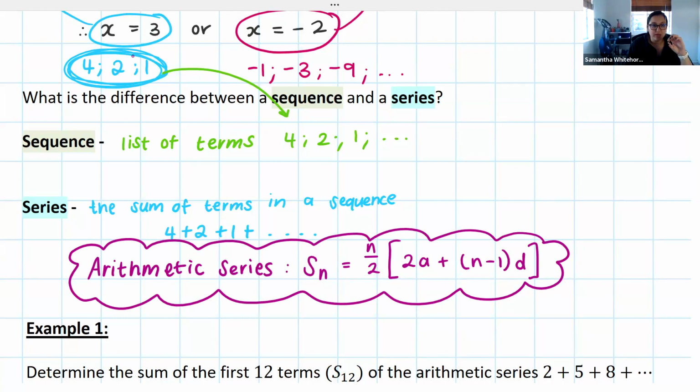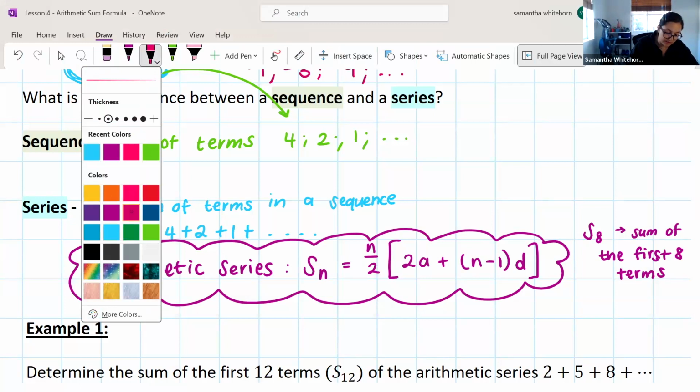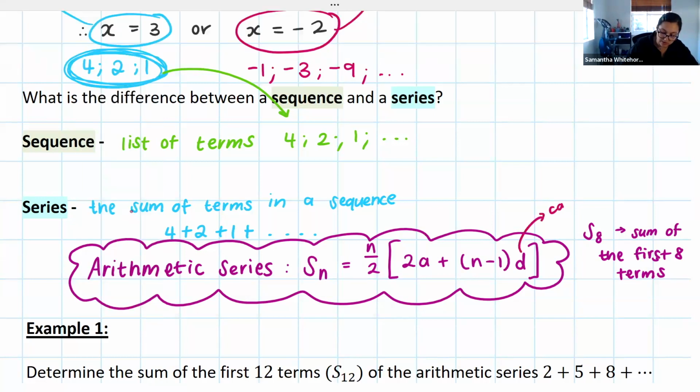So S of n, unlike T of n, remember T of n was the term value. S of n is the sum of however many terms you're working with. So if I said S of 8, what I'm saying is the sum of the first 8 terms. If it was S of 20, the sum of the first 20 terms, etc. This is arithmetic, guys. So the d in our formula is still the constant difference. I will just write it here in case. So this d is still our constant difference.